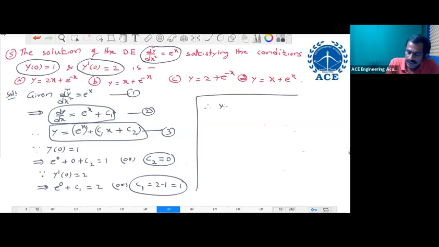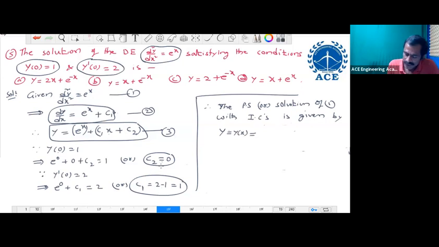Therefore, the particular solution, or just the solution, with the initial conditions is given by y of x equal to, c2 is 0, c1 equal to 1, so e power x plus x. This is the same as option D. It is the correct answer.